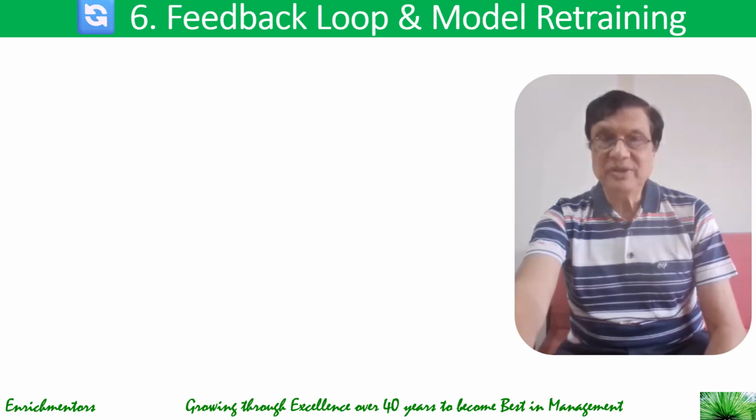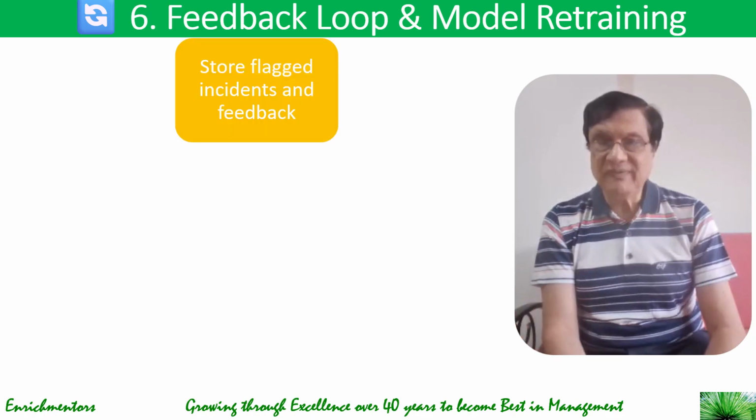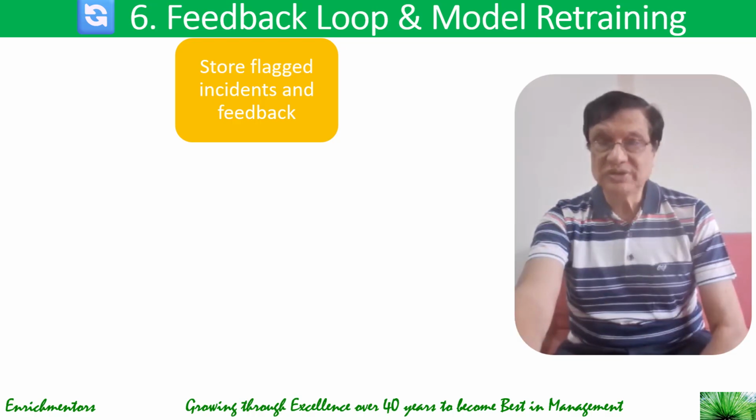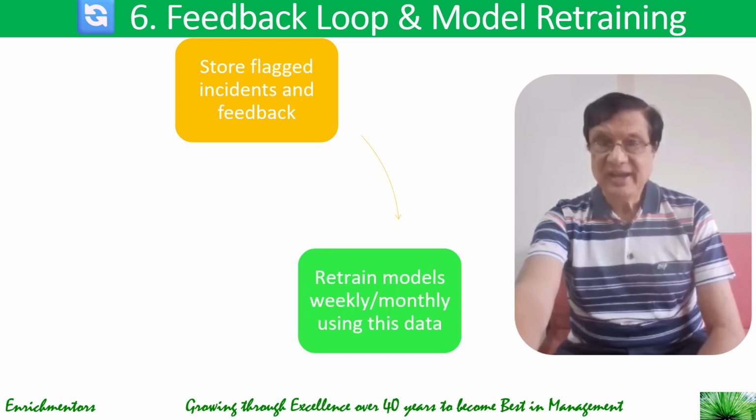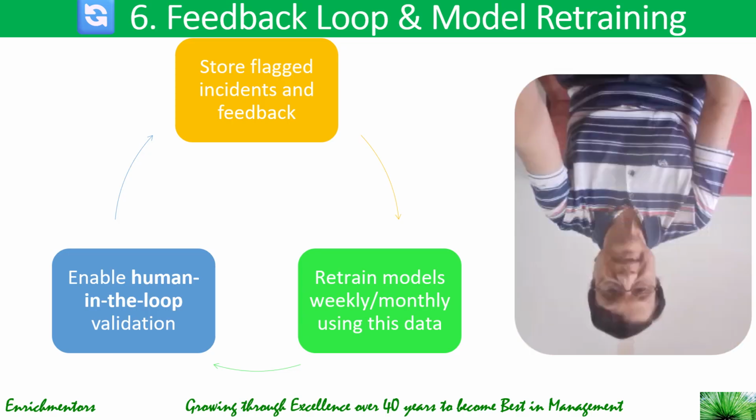Then you need to have feedback. You can have feedback loops and model retraining. So there you need to continuously improve the accuracy of the detection models. And there are a couple of things you can do. One is to store the flagged incidents and feedback. And these are typically the false positives, things that you think are happening, which are not happening. Once you store these flagged incidents, you can retrain the model weekly or monthly using this data and enable human-in-the-loop validation and keep doing this entire process for model retraining.